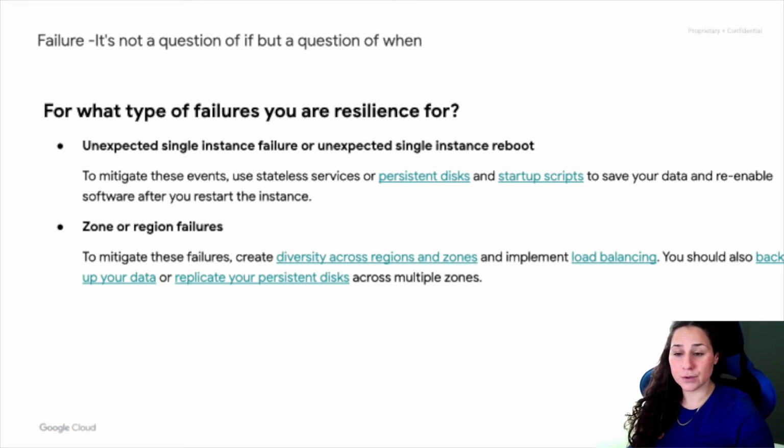So a good approach to mitigate the first examples of an instance failure or reboot will be to use persistent disks and startup scripts to quickly reconfigure software. And of course, we want to back up our data. To mitigate zonal or regional failures, we will want to have resource diversity across regions and zones, and of course, implement load balancing in front of them. In that regard, we will also want to replicate our data and have persistent disks across multiple zones.